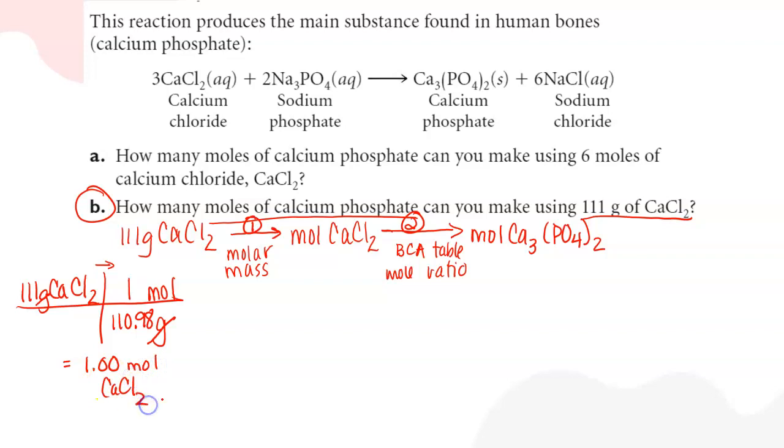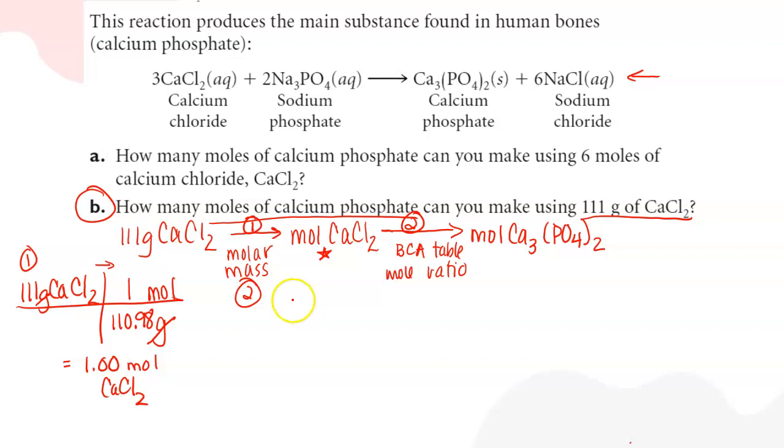It is important, because we are talking about 2 different substances, but also up to 4 different substances, to label your numbers with a chemical formula so you know what it belongs to and where you will use it next. So this is our first step. Our second step, so we are here. Our second step is to now use a BCA table to find the moles of calcium phosphate.